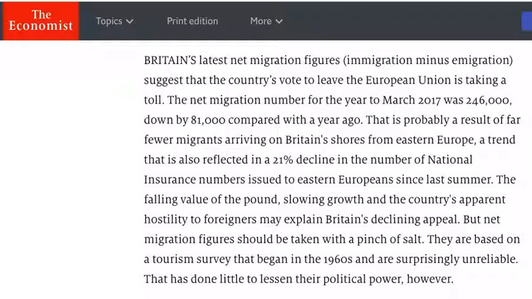The falling value of the pound, slowing down, and the country's apparent hostility to foreigners may explain Britain's declining appeal. Again, these are all reasons. This is the writer hypothesizing, trying to explain why there's a fall in number. You don't need to do that in IELTS Task 1.